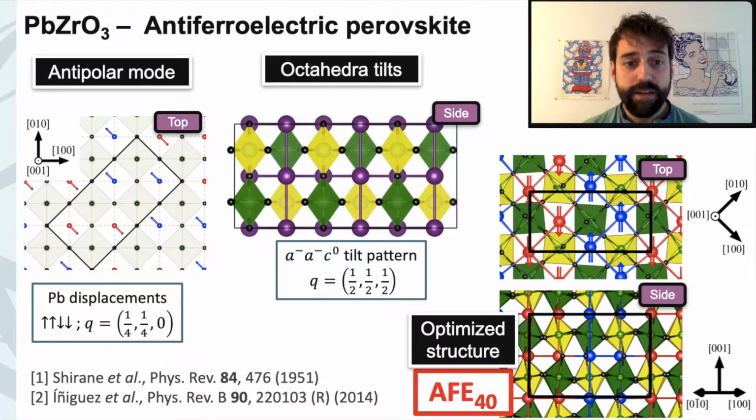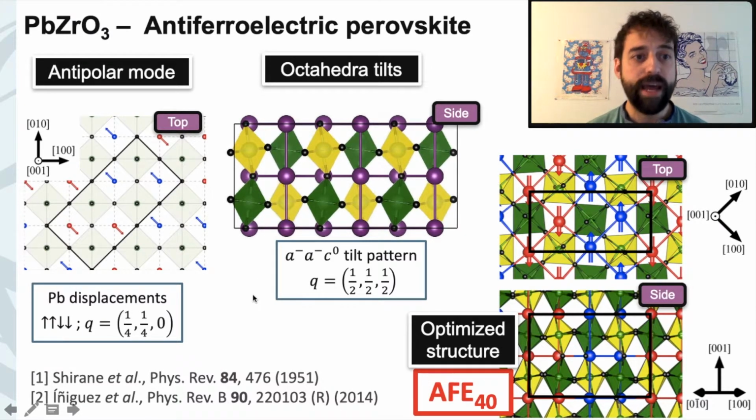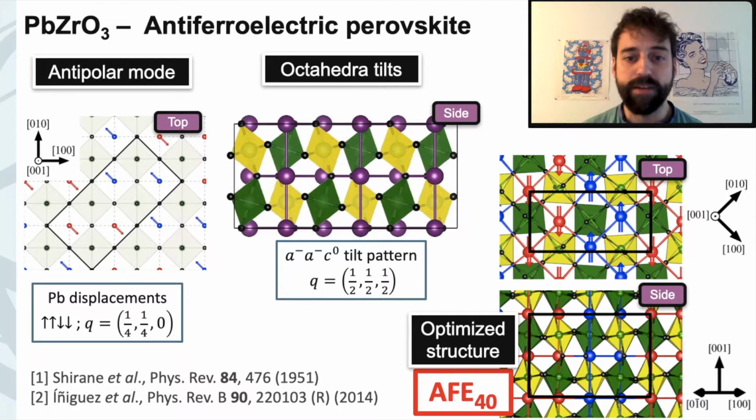Lead zirconate is considered the prototypical antiferroelectric perovskite. Its structure features an antipolar mode that involves antiparallel displacements of the lead atoms so that they follow a down-down-up-up pattern, as you can see here to the left. The structure also features an antiferrodistortive mode, which you can see here in the center, corresponding to the oxygen octahedra tilting following an a-a-c0 pattern in Glazer notation.